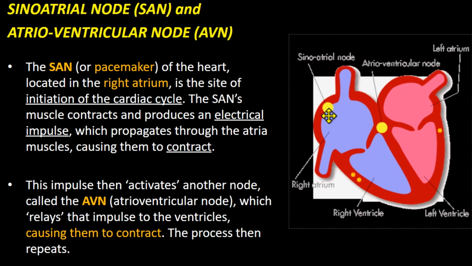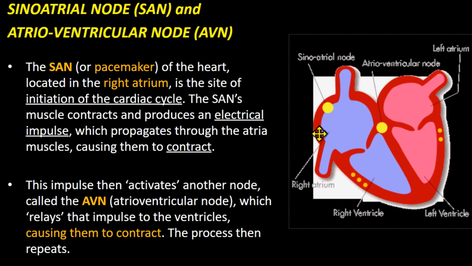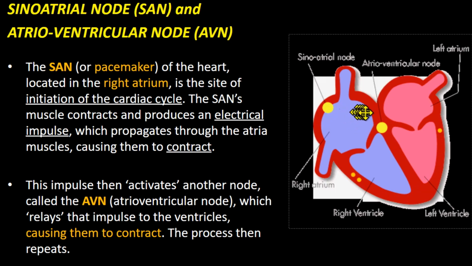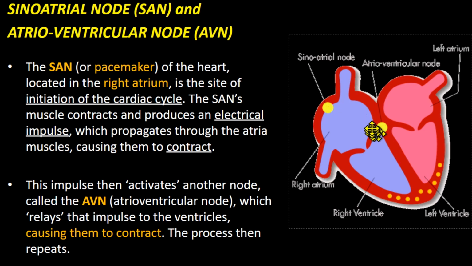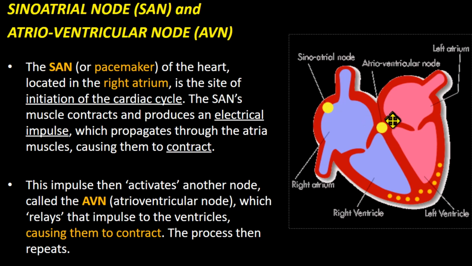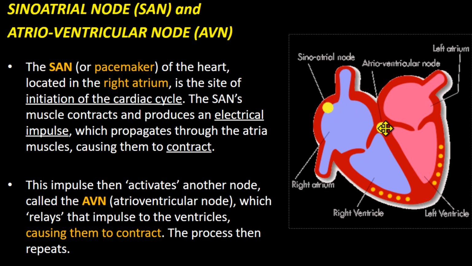This is the site of the initiation of the cardiac cycle. So the SAN's muscle would contract and produce an electrical impulse, basically what you're seeing here. This would propagate through the atria muscles and cause them to contract. The impulse would then activate another node called the AVN, the atrioventricular node. This is basically between these two atria here, or somewhere along the septum. So what this would do is that this would relay that electrical impulse from the SAN to the ventricles and cause those to contract.